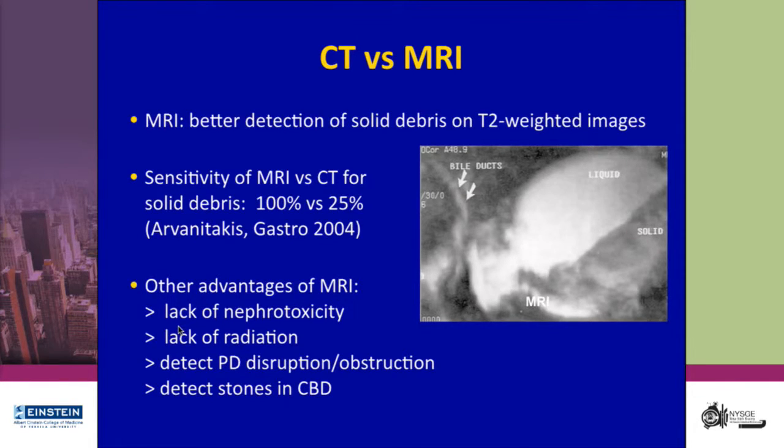There's a lack of nephrotoxicity because we're not using an iodinated preparation. There's a lack of radiation. We may also detect pancreatic duct disruption or obstruction, which may warrant an ERCP with stent placement. And we may detect the underlying cause of the pancreatitis if, for example, we see stones in the common bile duct. Now, the drawbacks of an MRI are obviously the cost and the availability.